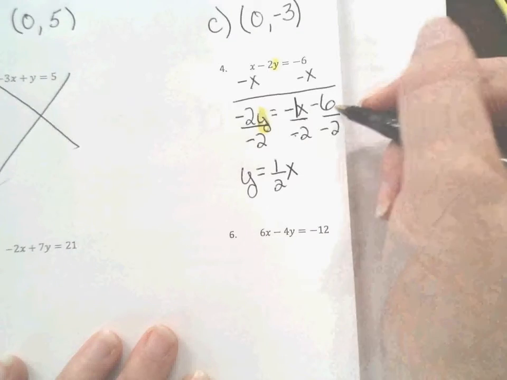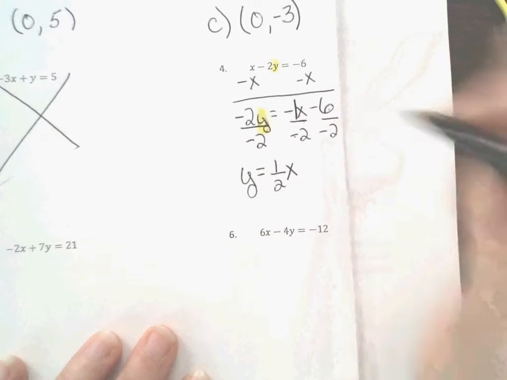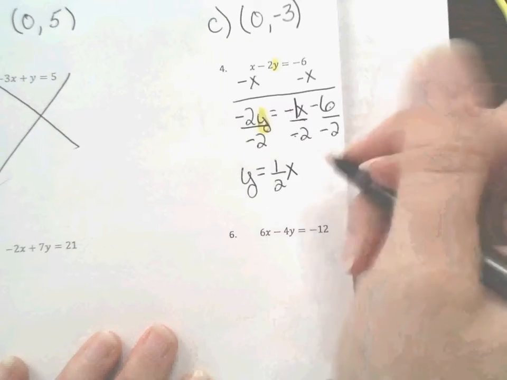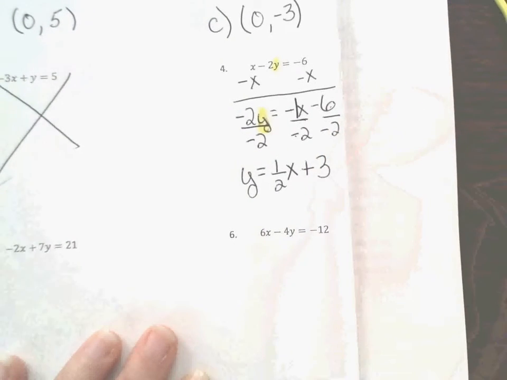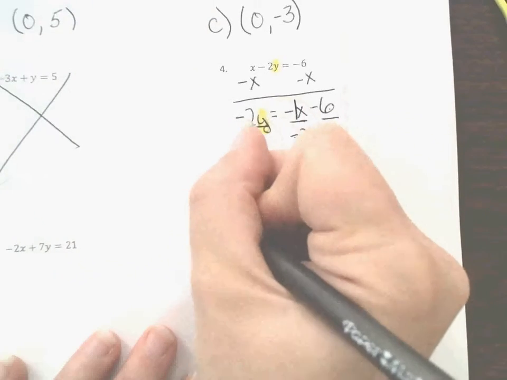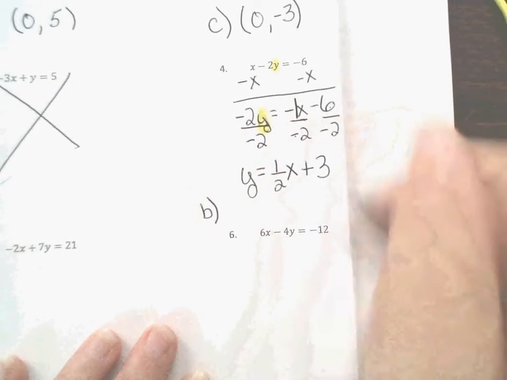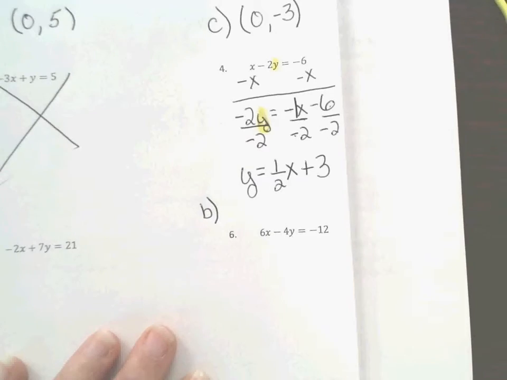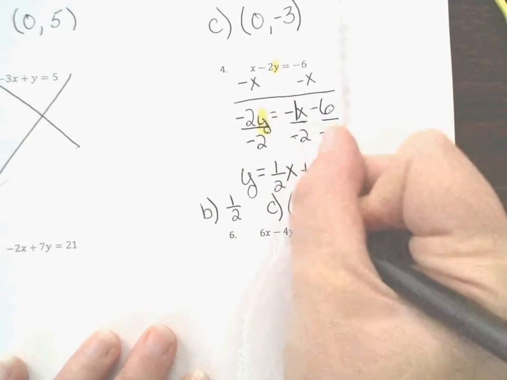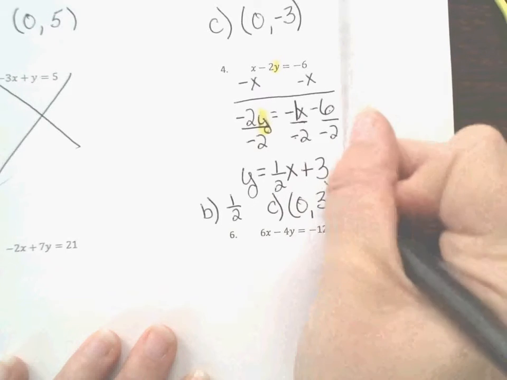Okay? And now I have negative 6 divided by negative 2. What's a negative divided by a negative? Plus 3. Okay. So what is your slope now that I have that problem? 1/2. And the y-intercept is 0, 3.